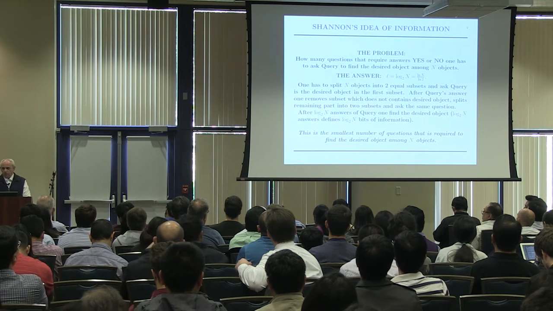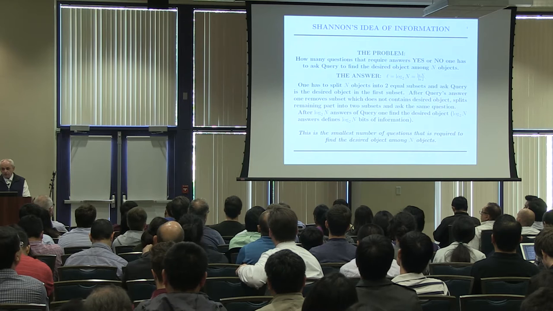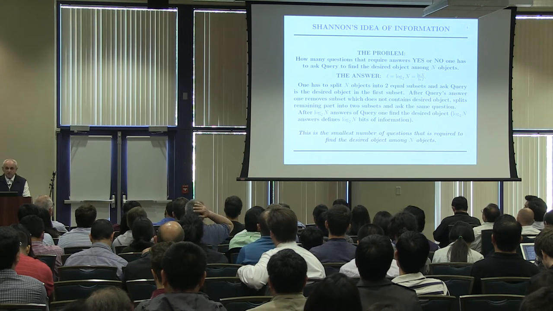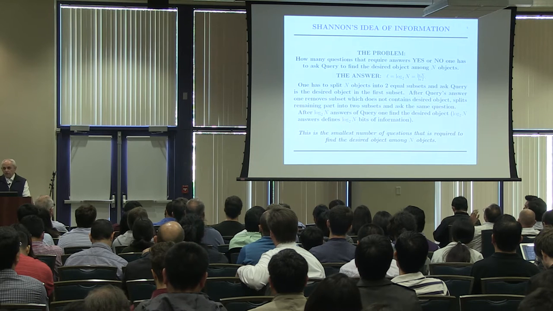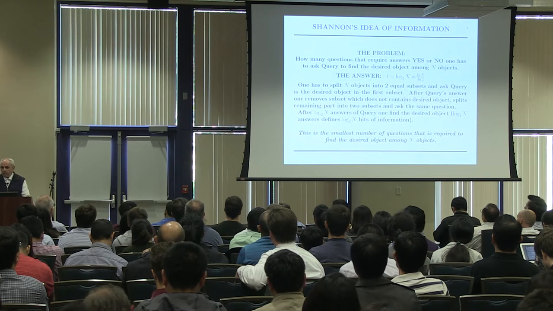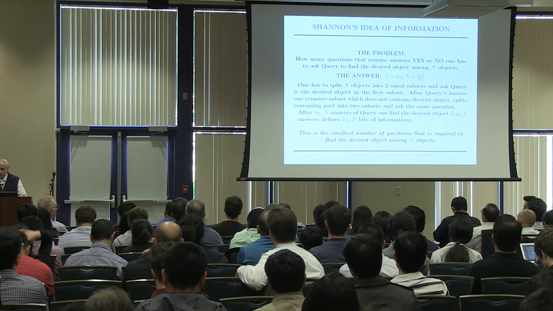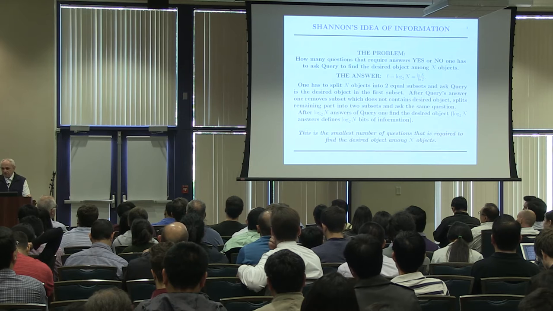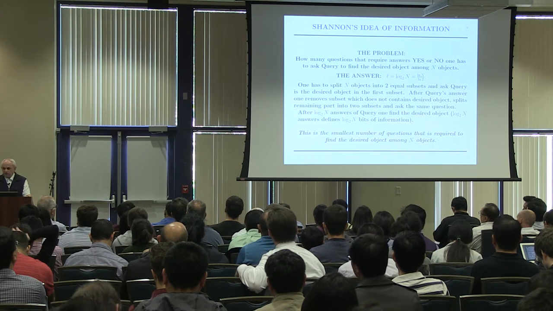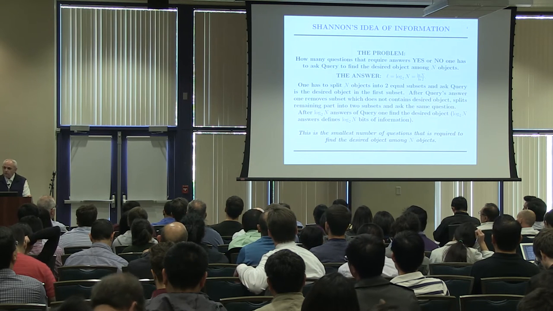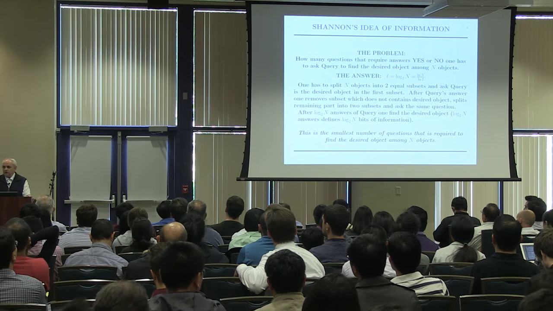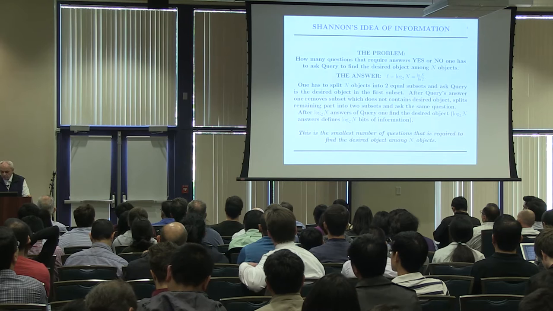You split your n functions into subsets, and ask Curie: is the desired function in the first subset? Curie will give you an answer. You remove half of the functions where there is no desired function, and you again split the remaining subset into parts, and so on. After log n steps, you will find the function.